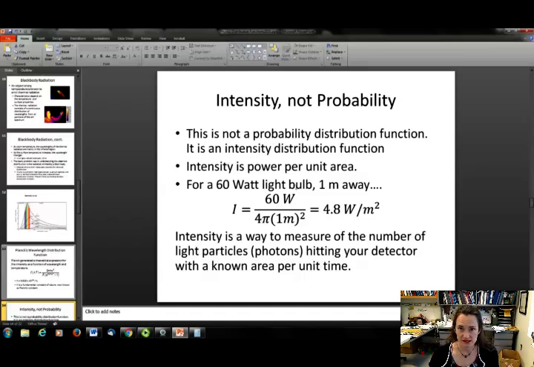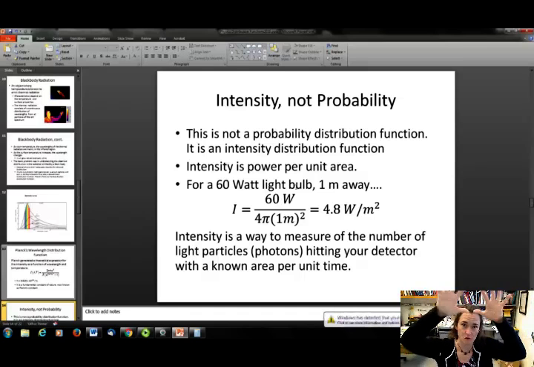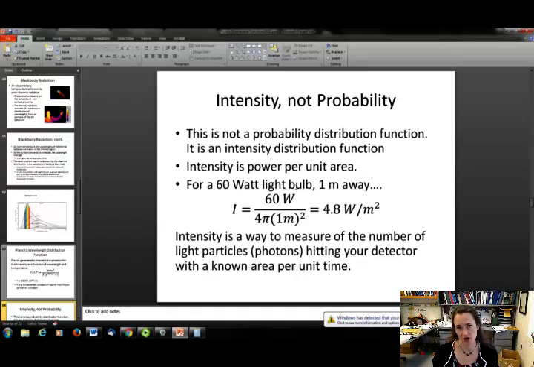What that means is that all the light coming from that bulb would be distributed over a sphere with surface area 4 pi times 1 meter squared, 4 pi r squared. All that power would be divided over the area of that whole sphere. So if you solved for the intensity of the light 1 meter away from a 60-watt bulb, you get 60 divided by 4 pi, which would give you 4.8 watts per meter squared, and that would be your intensity, okay?